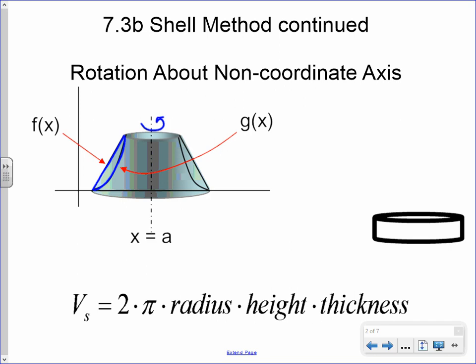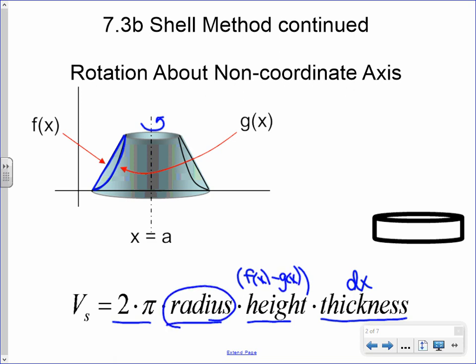We are still going to work with 2 pi times radius times height times thickness. Our thickness is always going to be our dx or our dy. Our height is always going to be that top minus bottom, right minus left concept. But our radius is going to change when we are rotating about an axis that is not the x or y axis. I'm going to draw a rectangle in here.